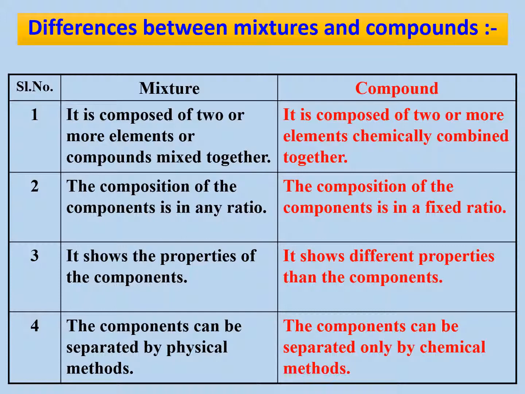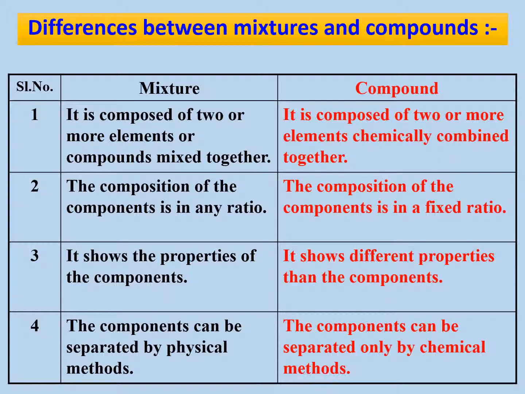Differences between mixtures and compounds. A mixture is composed of two or more elements or compounds mixed together, whereas a compound is made of two or more elements which are chemically combined together. The composition of a mixture can be in any ratio. Let's give an example here. Even if you mix a tablespoon of salt in water, it will be a mixture. If you mix 2 or 3 tablespoons of salt in water, it will again be a mixture.